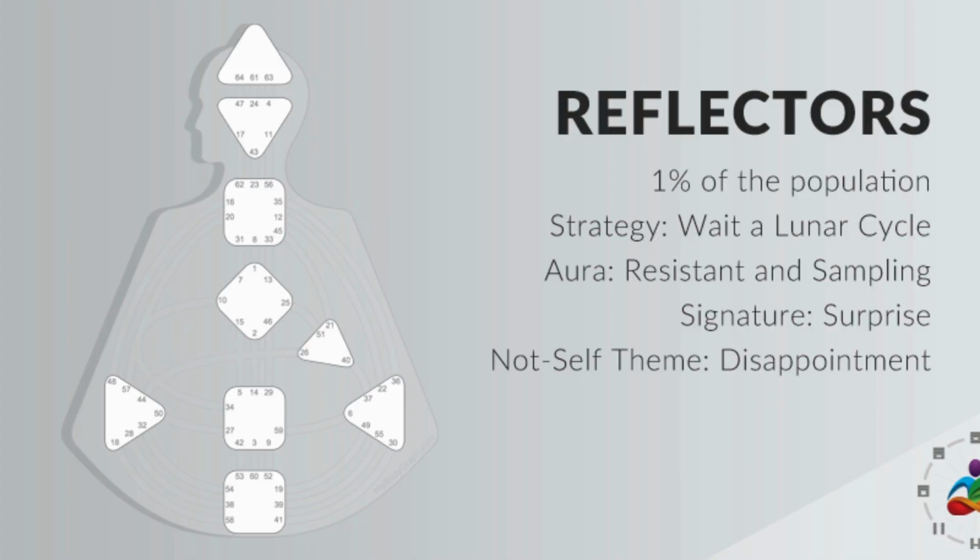What is unusual about a reflector is their relationship to the moon. Because of the complete lack of definition in their chart, the monthly transits of the moon through each gate of the body graph provide a consistent pattern to rely on. To reach clarity, it is crucial to wait out a lunar cycle, at least 29 and a half days, which enables them to assess and reflect upon a range of experiences during this period.